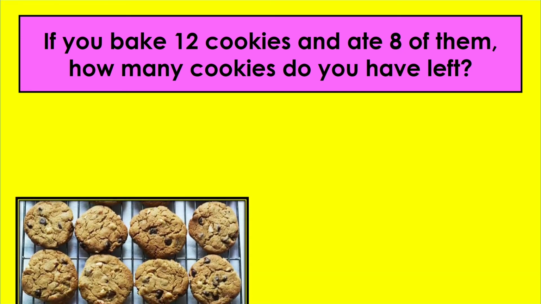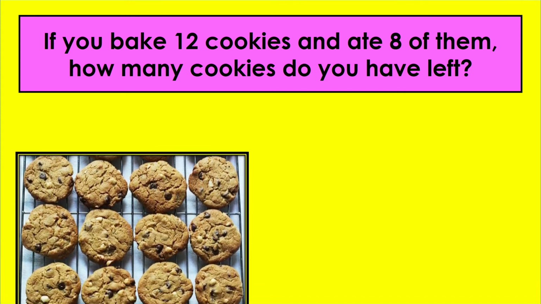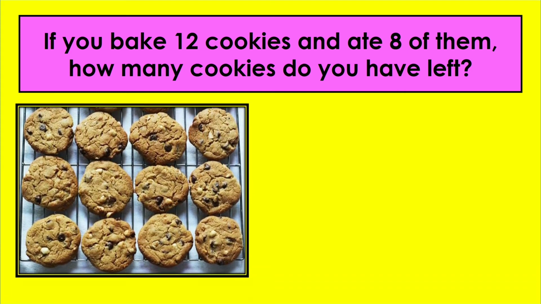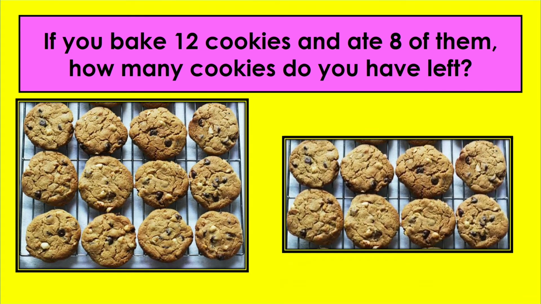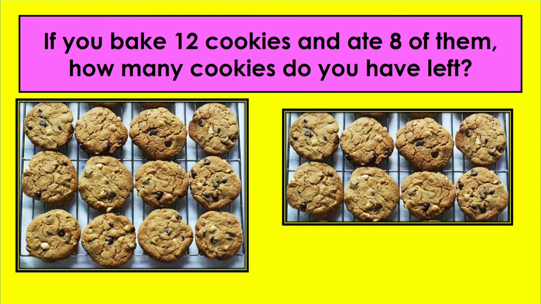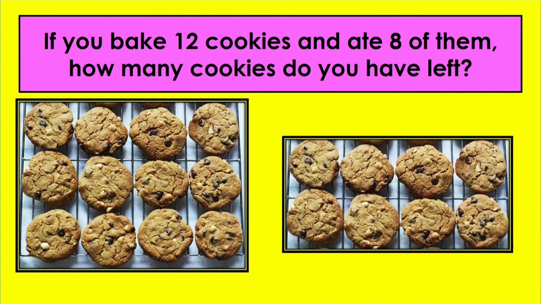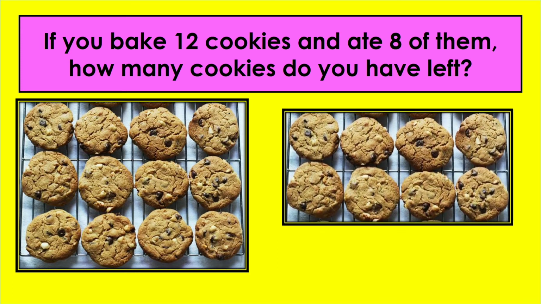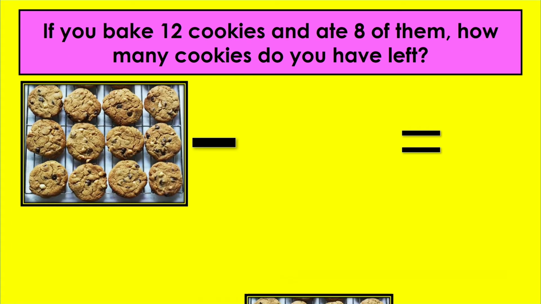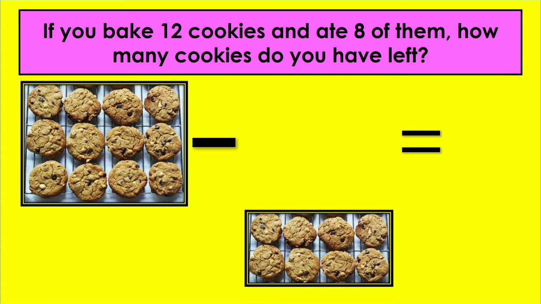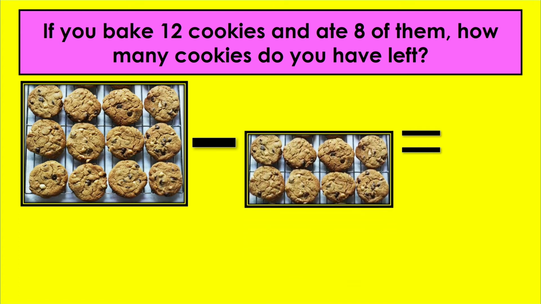Okay, so I have here an illustration. These are the 12 cookies that you have baked and the 8 cookies that you have eaten. From this illustration, we can simply say that there are 4 cookies left. In math, we have this operation that will help us take away or subtract one number from another number easily.